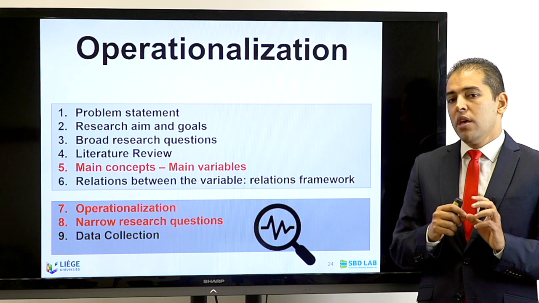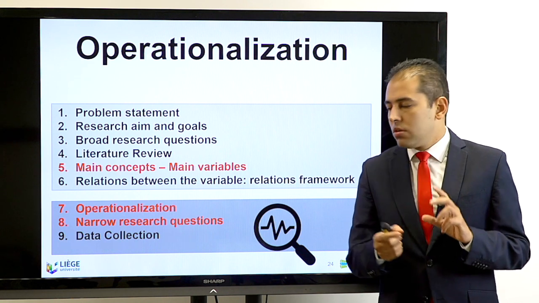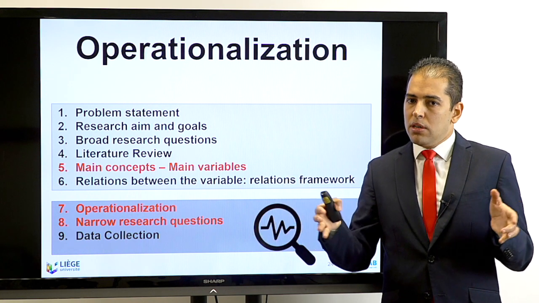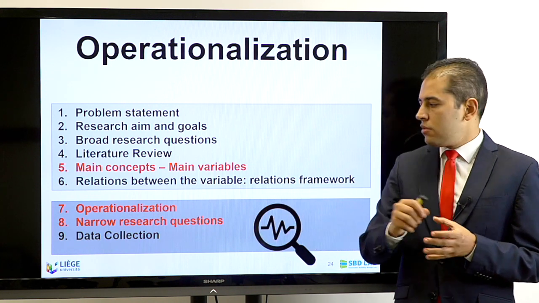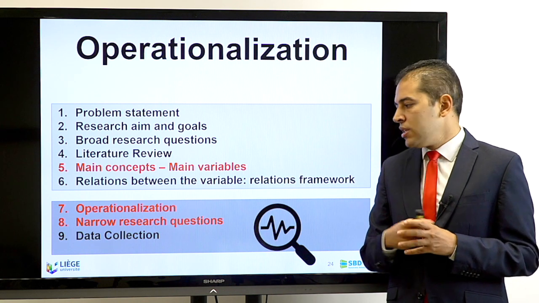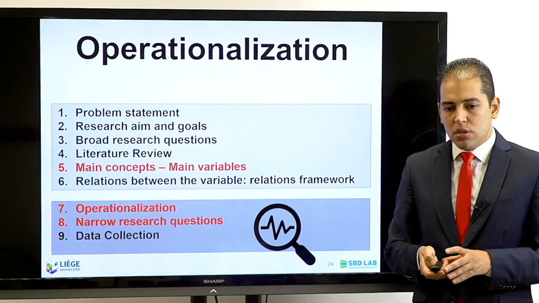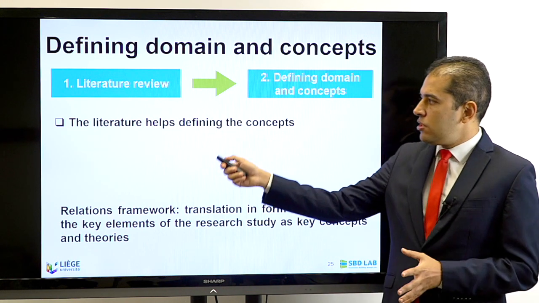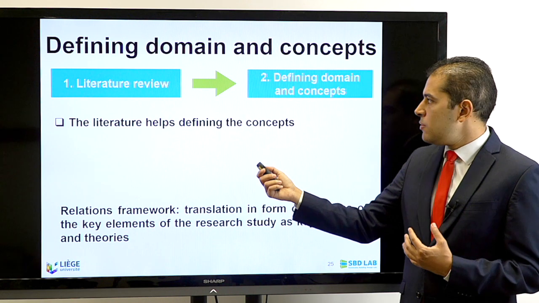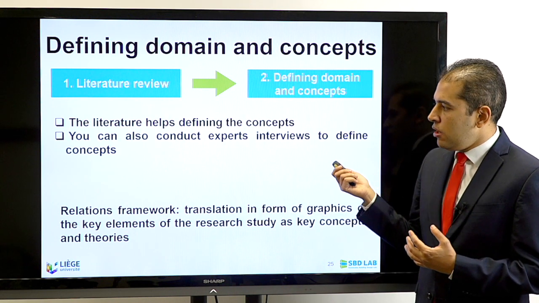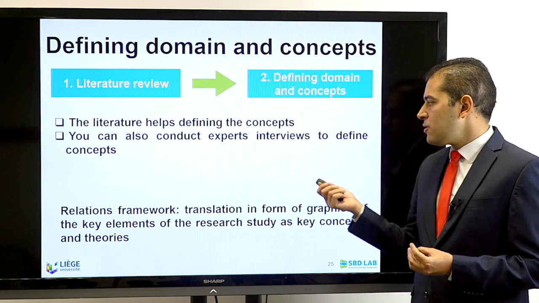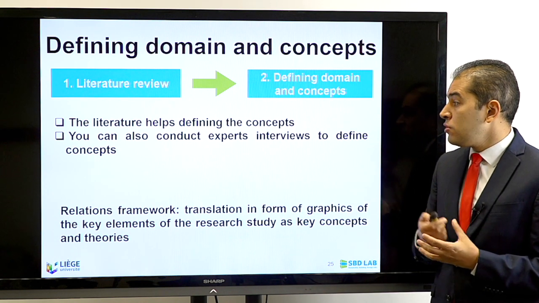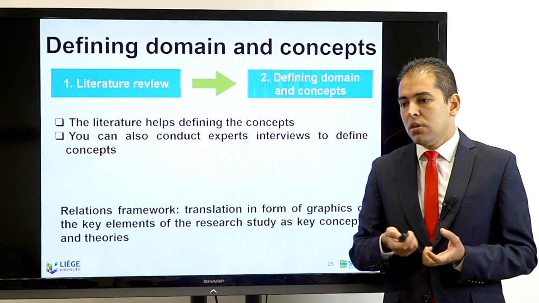a certain potential correlation, you can start the operationalization process, where you will narrow down your research question, you will be more specific with your selection of variables, and then you start the data collection process. So in fact, you start your operationalization with the literature review stage, which will help you to define the concepts, and then you can define the domain of your concept, and you can also conduct expert interviews in the beginning to define your concepts or the variables that you want to investigate.